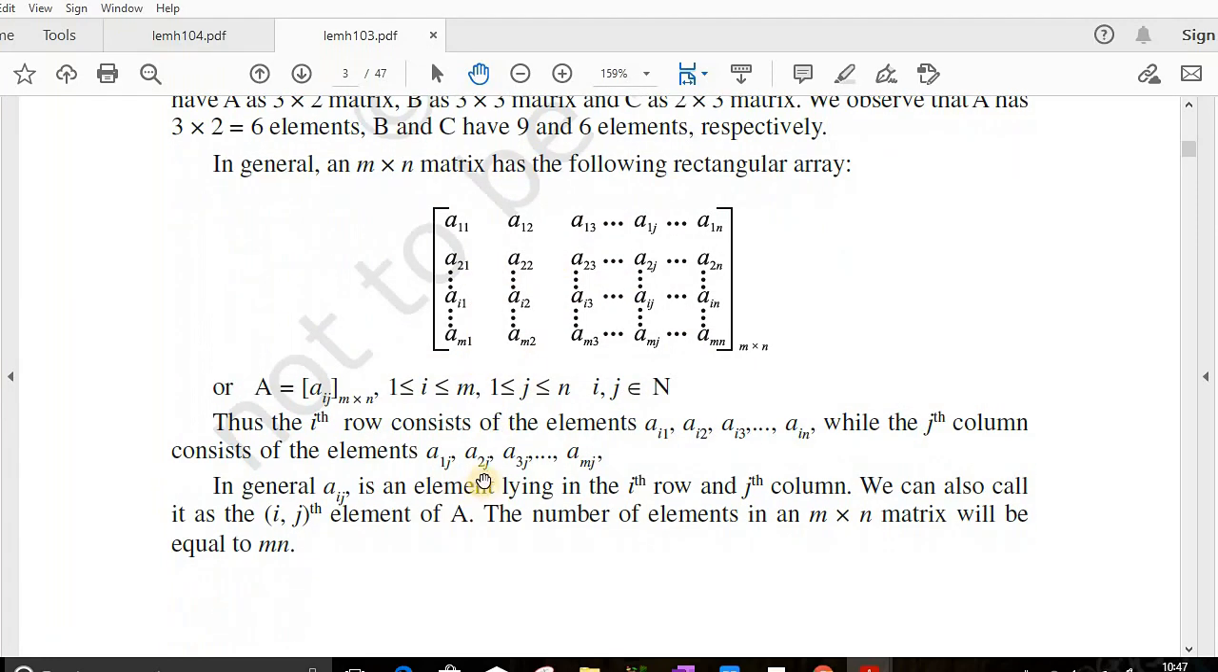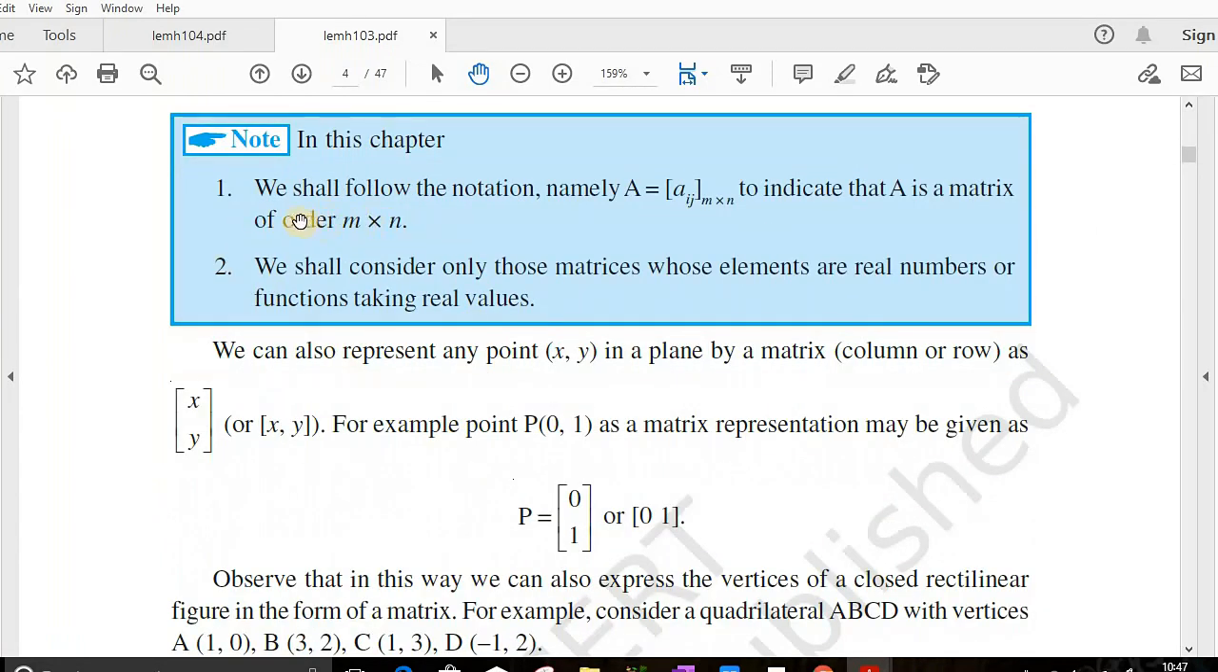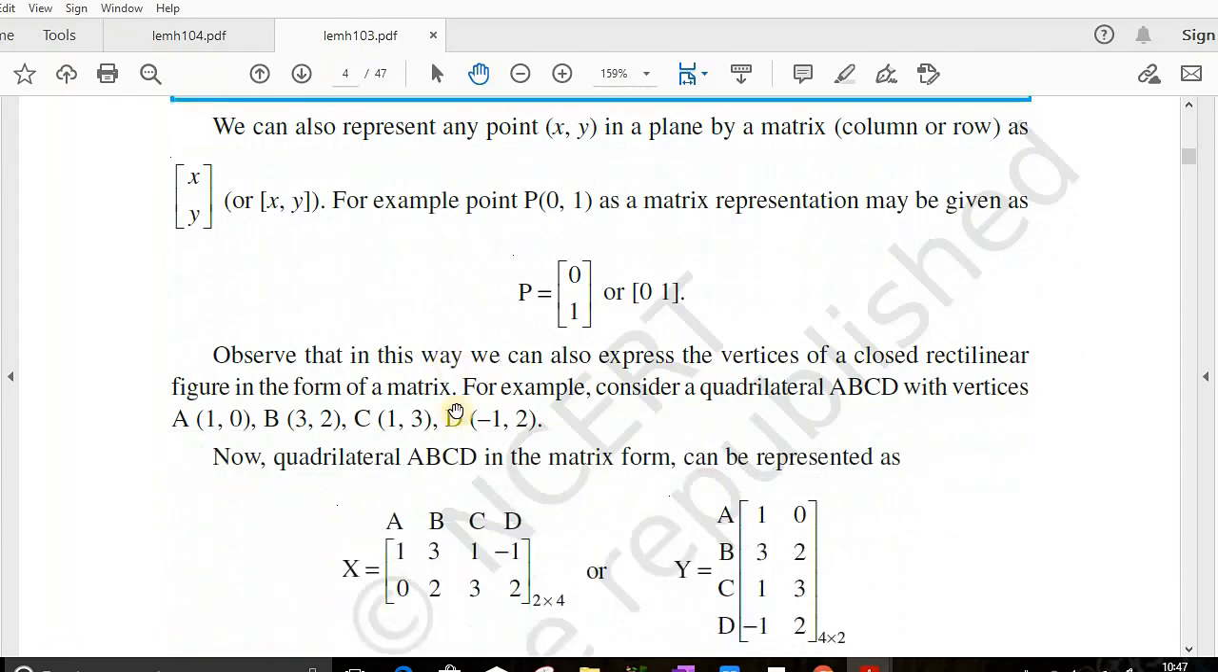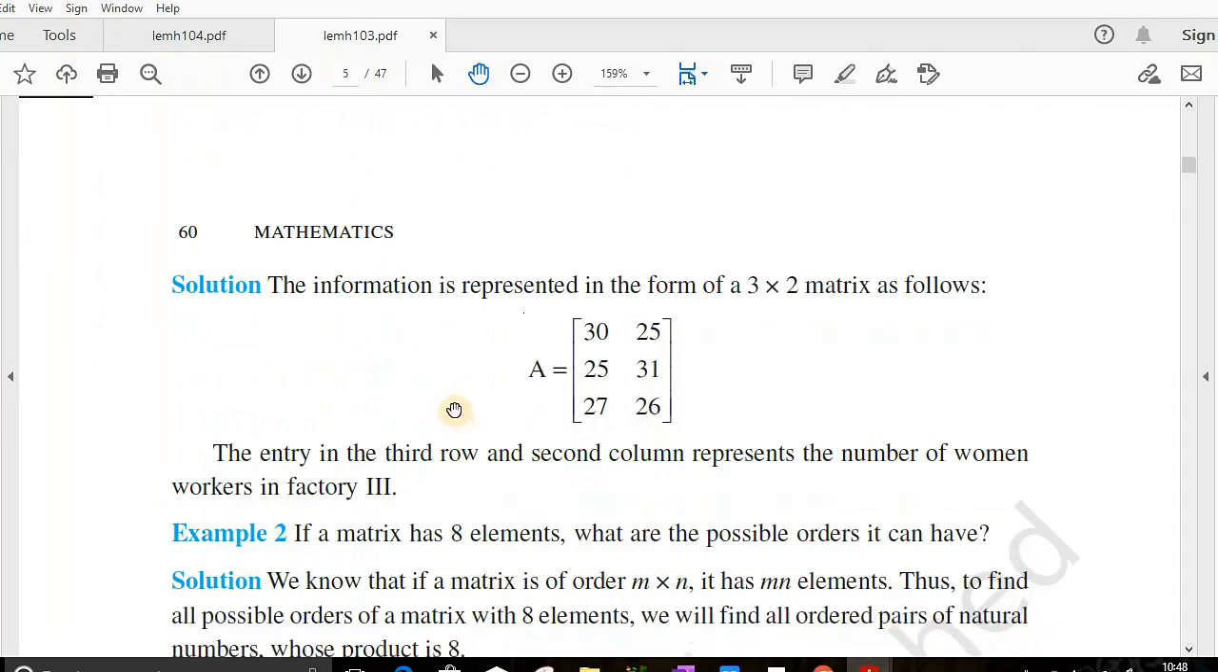You can just go through this and read the things and this will be clear. We shall follow this notation: bracket aij, m by n. It means this is a matrix of order m by n, where aij are the elements. To indicate a matrix of order m by n, we shall consider only those matrices whose elements are real numbers or functions with real values. So we are not considering other things. I think we are ready to go.